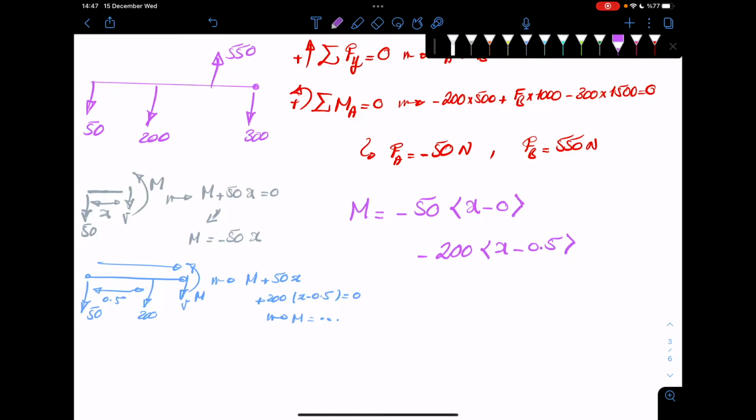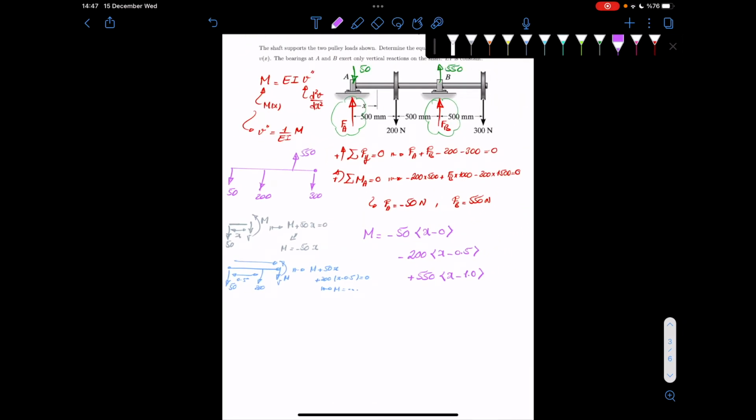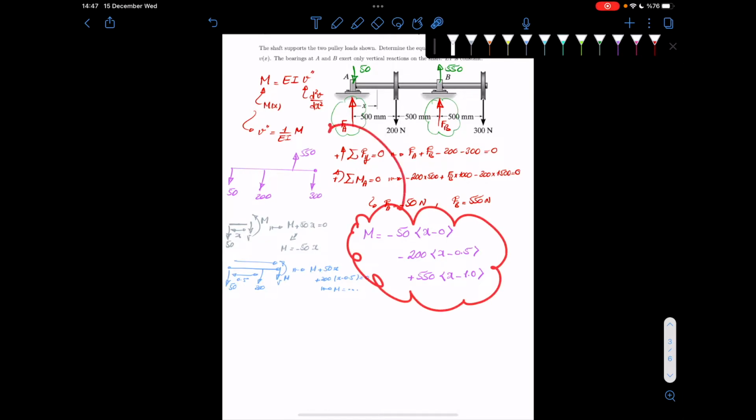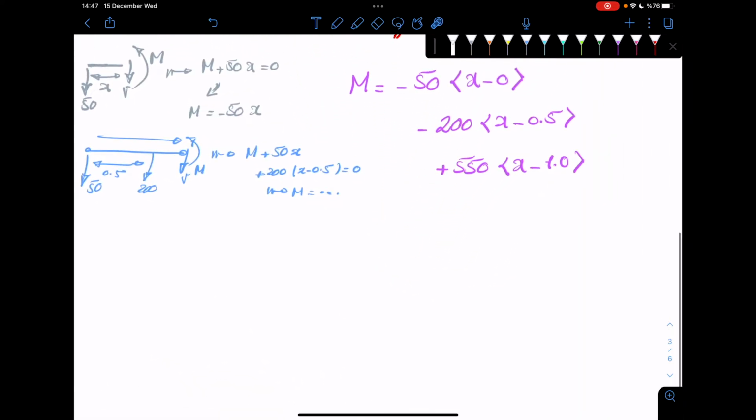And then obviously you need to add that additional part, but that comes with a plus because 550 is upwards. And that would be x minus 1. All right, so this is your moment as a discontinuity function in one piece. You don't have to have these little pieces. And of course, this is very nice because now all you have to do is replace that in this equation and get your differential equation to solve.